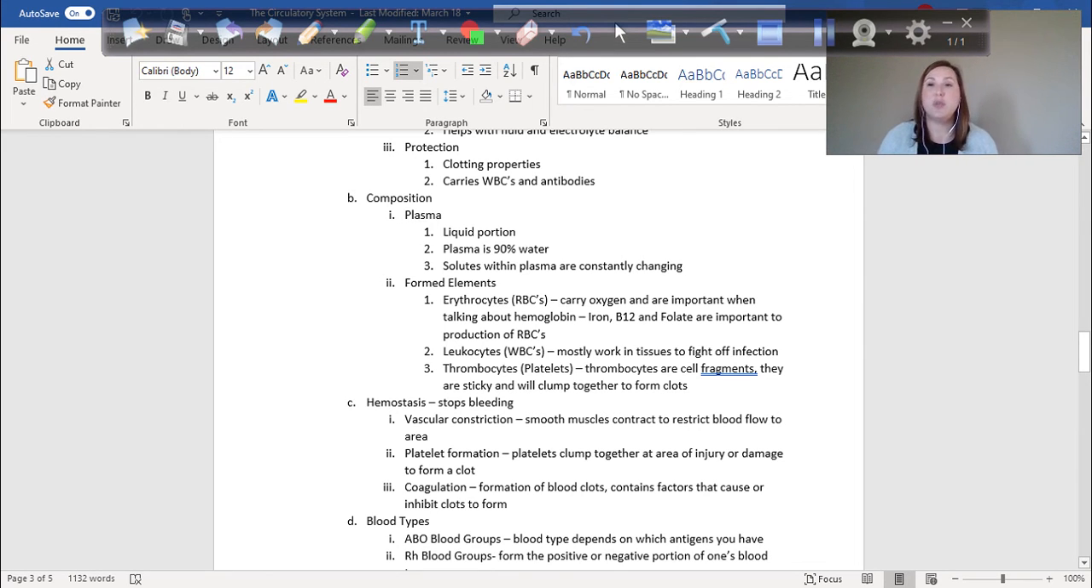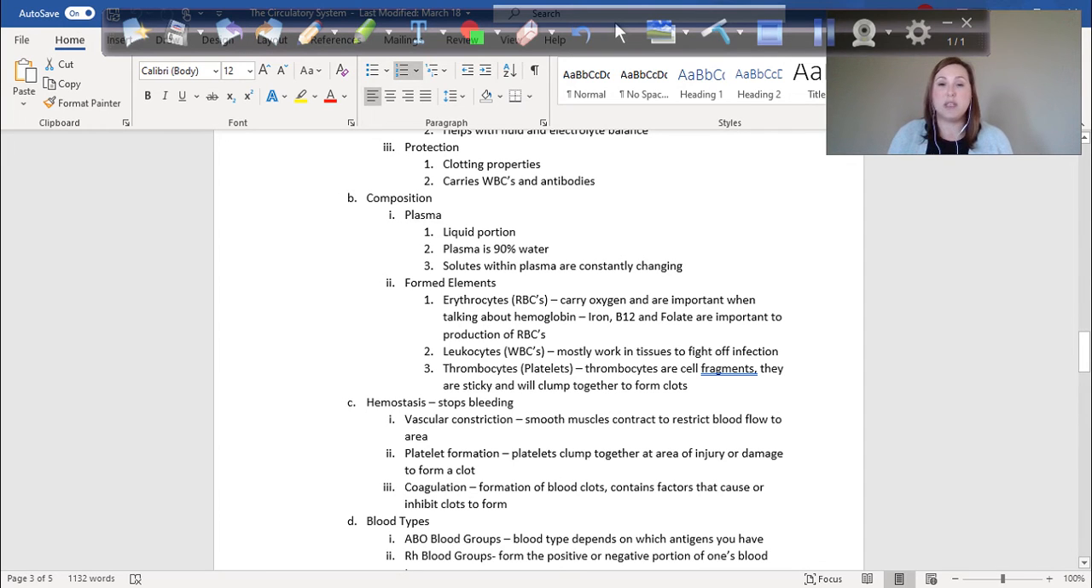White blood cells. We know these are important for fighting off infection. So that's why it's important in the blood so that we have those, we can stay healthy. Thrombocytes, those are also known as platelets. Platelets are just fragments of cells. They're sticky and they clump together when our blood needs to clot.